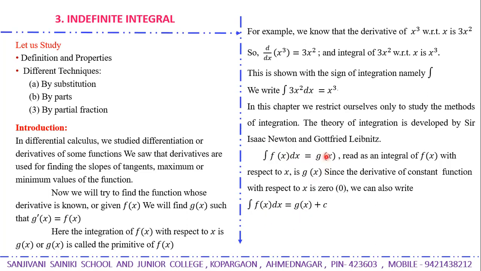Now the derivative of g of x is f of x, and the derivative of g of x plus 2 is again f of x. The derivative of g of x minus 4 is again f of x. So in general we write the derivative of g of x plus c. Now c is a constant, the derivative of c is 0. So we get its derivative as f of x. So the integral of f of x is g of x plus c. This c is called the constant of integration. The c is the arbitrary constant, called the constant of integration.